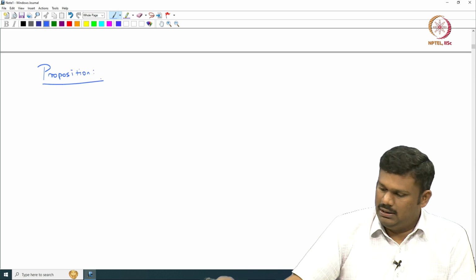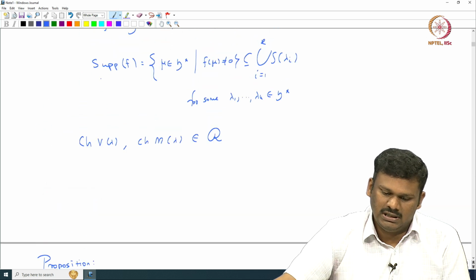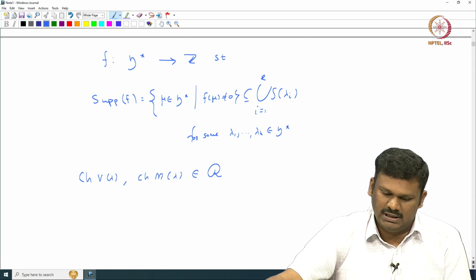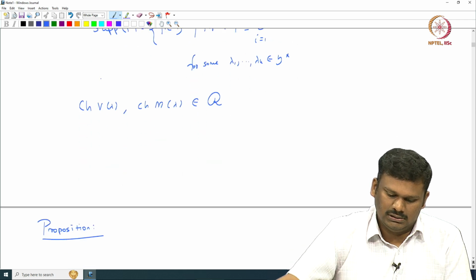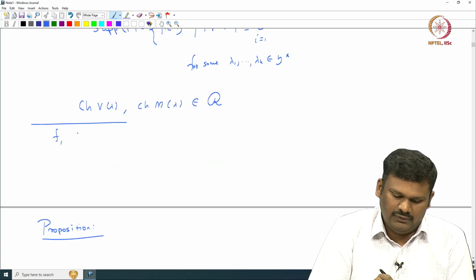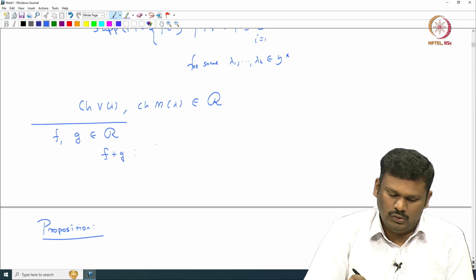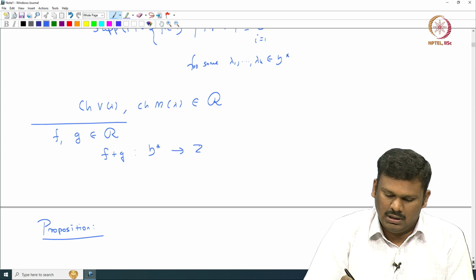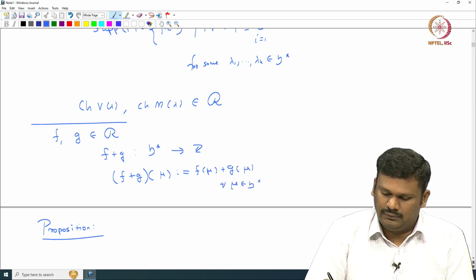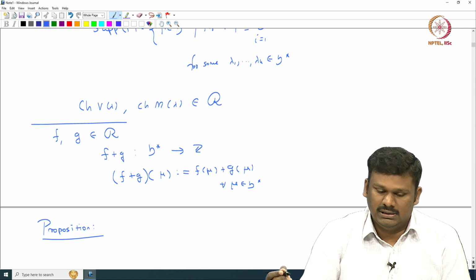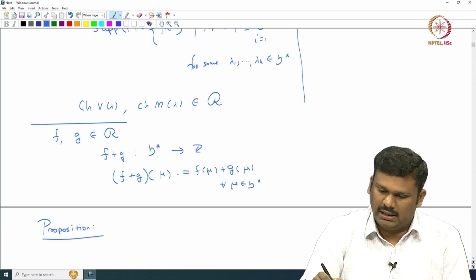So, we have to tell what will be the addition. The addition is obvious, addition will be the pointwise addition. So, given two functions, let us define it here. Given f and g from R, then f plus g is defined to be a function from H star to Z. So, you take f plus g of mu to be just f of mu plus g of mu for all mu in H star. So, this defines addition of these two characters.